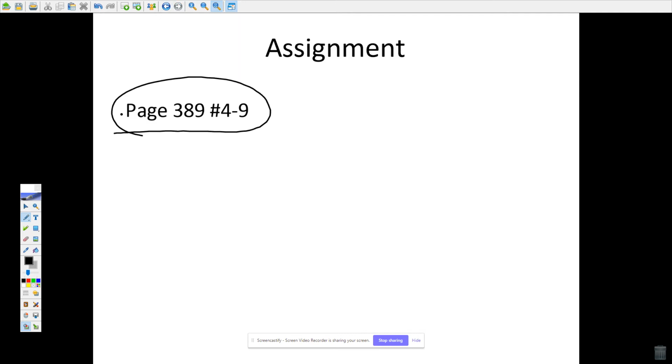That's the end of today's lesson. It was a quick one today. Hopefully everything made sense. If you remember what a perpendicular bisector is, you should be in good shape.